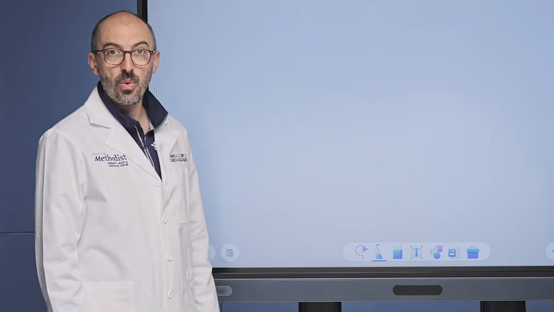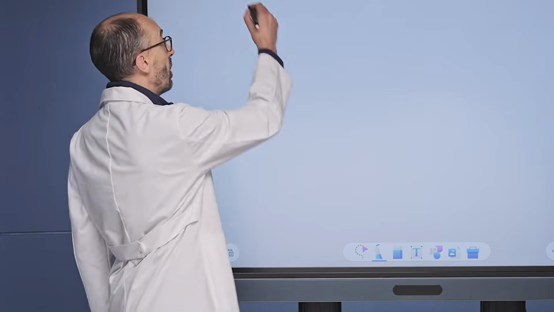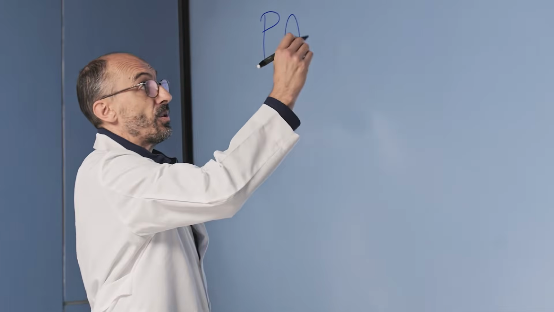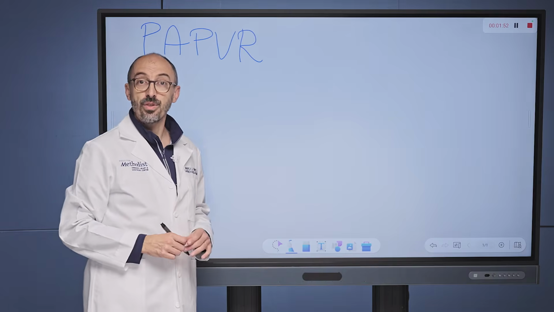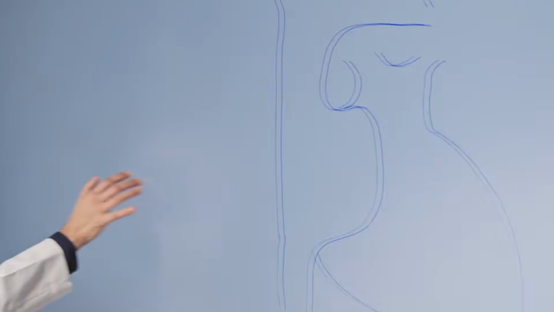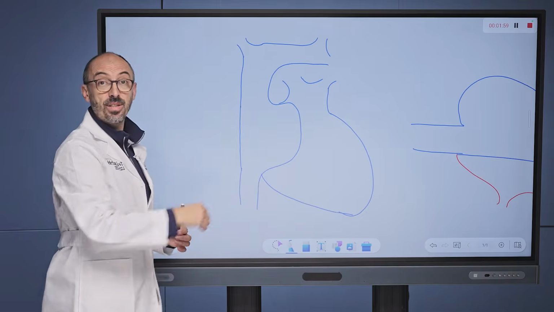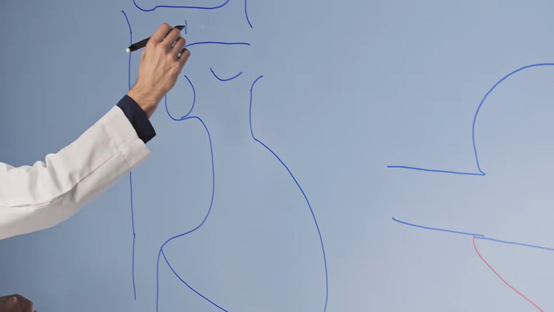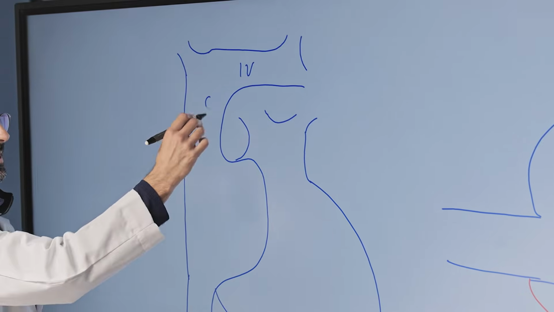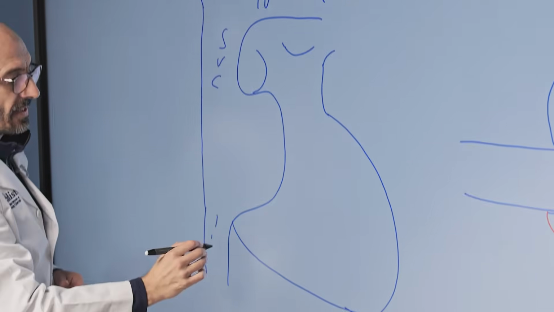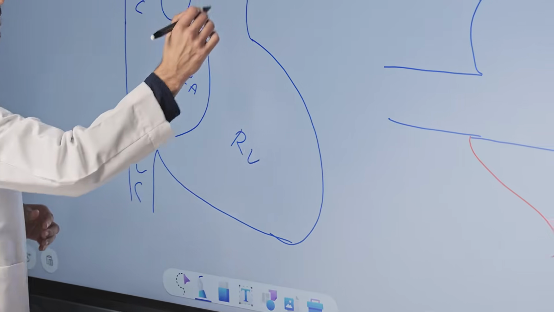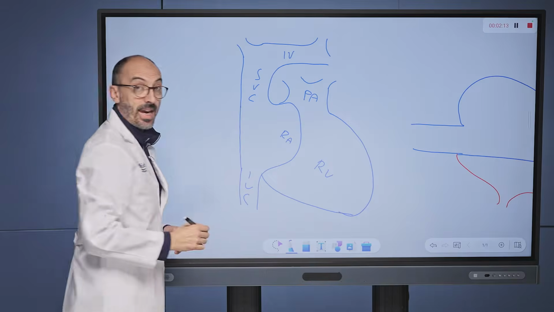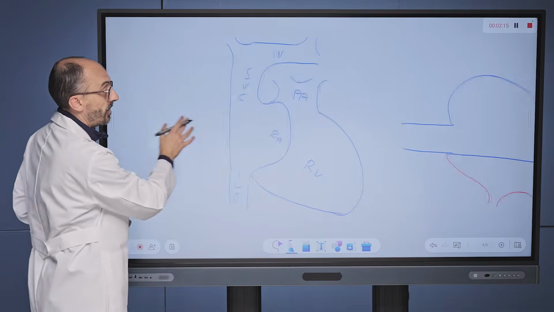The lesson today will focus on a very common disease that is called partial anomalous pulmonary venous return. We will focus on this disease using two main drawings. The patient standing, so innominate vein, SVC, IVC, right atrium, right ventricle, and pulmonary artery, and with the patient lying on a bed.